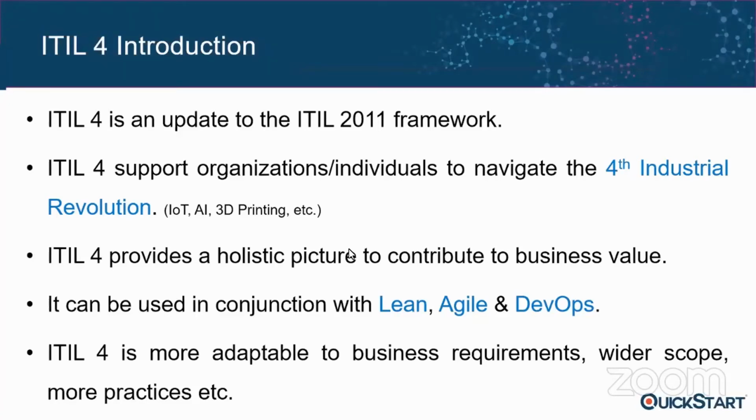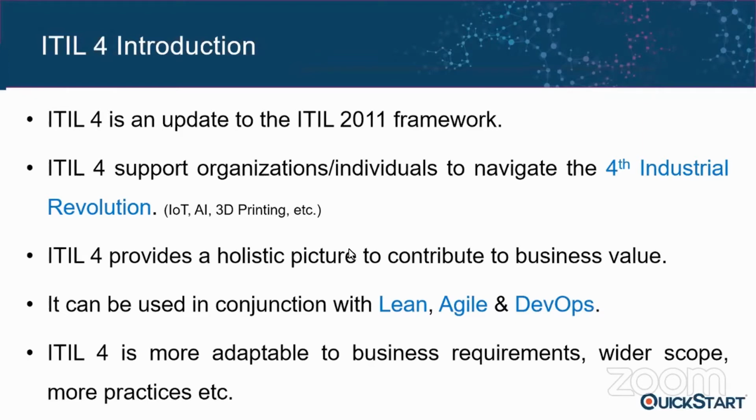So what is this ITIL for? We know that we had ITIL version 1 back in the 80s. Then we had ITIL version 2, that was in the early 2000s, late 90s. Then we had ITIL version 3, that was in 2007. Then we had ITIL 2011, which was basically a minor update to ITIL version 3. We still refer to ITIL version 3.